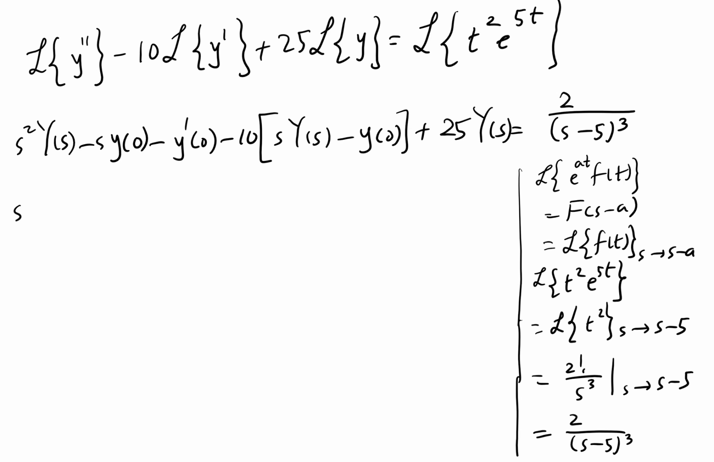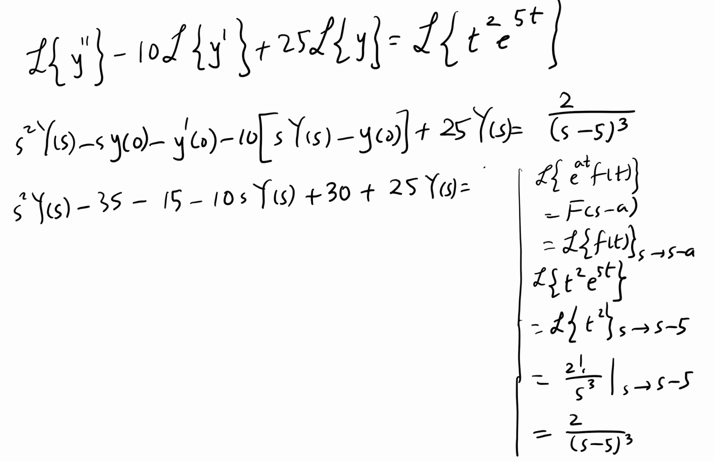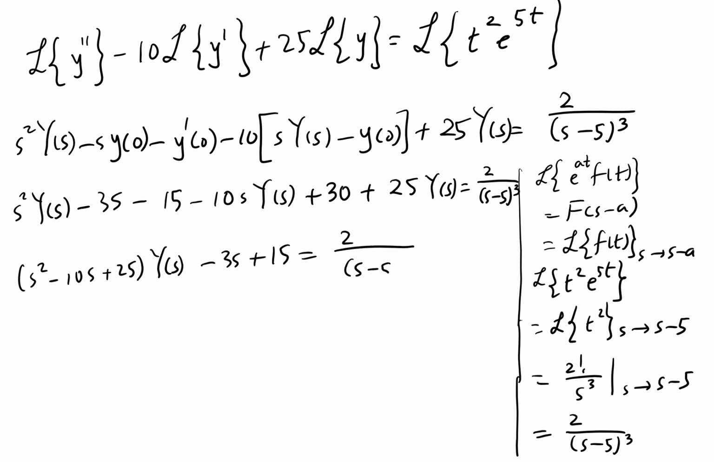So now we come back to this, nothing can be done here, minus y of 0. y of 0 is given 3, so 3s. Minus y prime is given as 15 minus 10s Y of s. Again, y of 0 is 3, that's a plus 3 times 10, 30, plus 25 Y of s equals that term, 2 over s minus 5 to the third power. We are going to factor the terms involving capital Y of s, which is s squared minus 10s plus 25, capital Y of s, minus 3s plus 15 equals 2 over s minus 5 to the third.